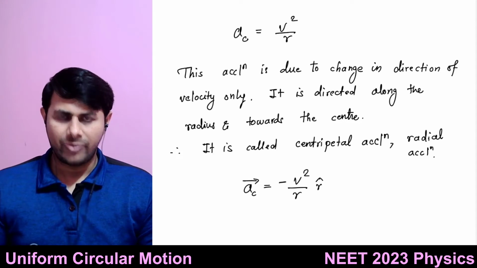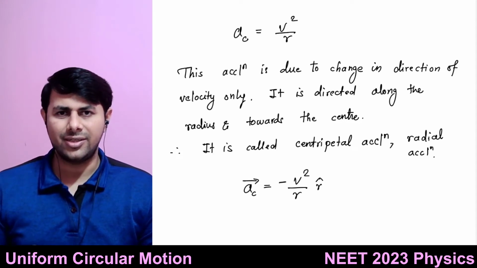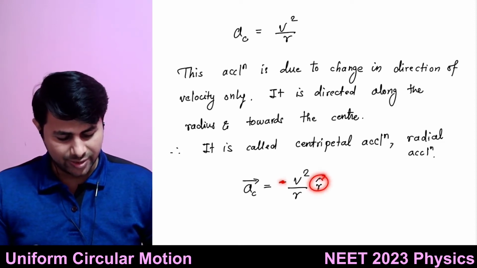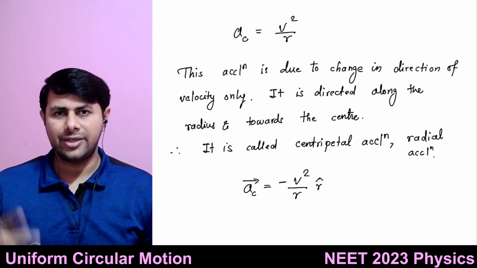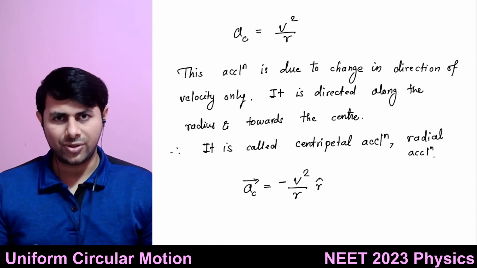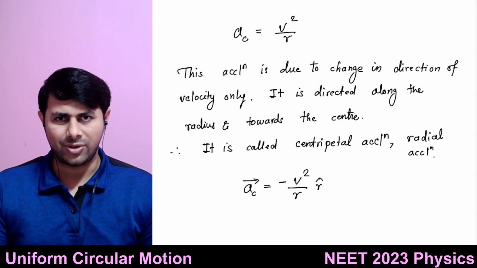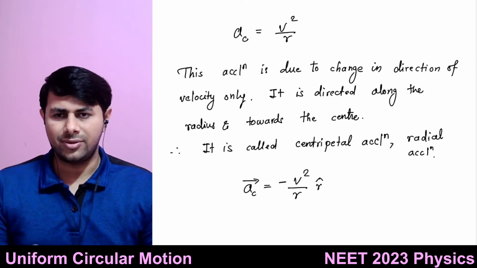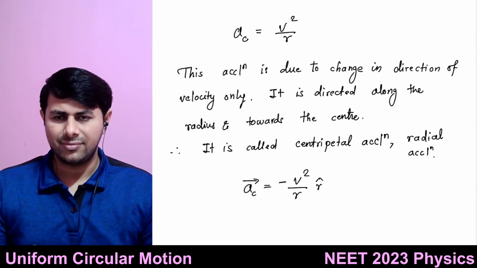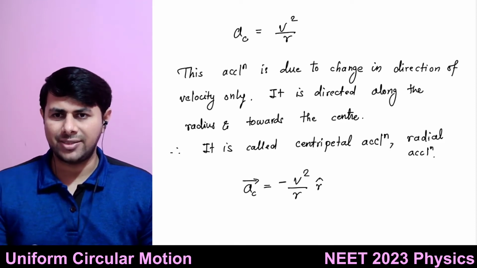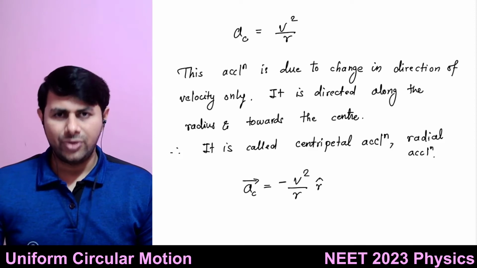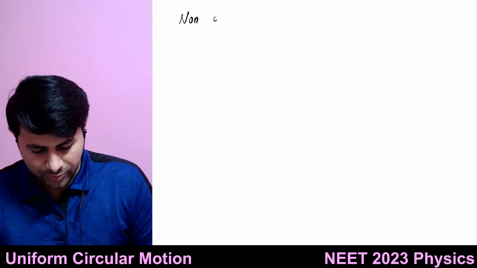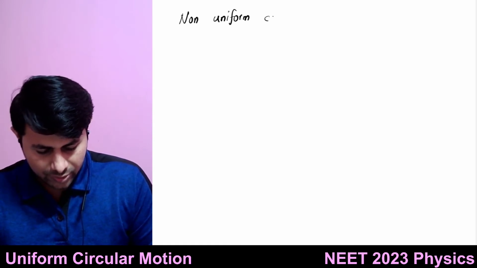So points to be noted about the centripetal acceleration. It is along the radius and towards the center of the circle. So it is opposite to that of the radius vector. Second thing, it is purely because of the change in direction of velocity, not due to change in magnitude of velocity. Now, if you change the magnitude of velocity also, will there be some acceleration? Yes, there will be some extra acceleration, right? This is uniform circular motion. So if we talk about non-uniform circular motion.